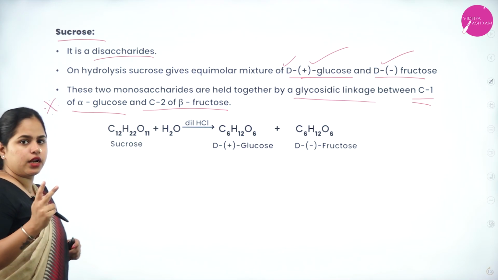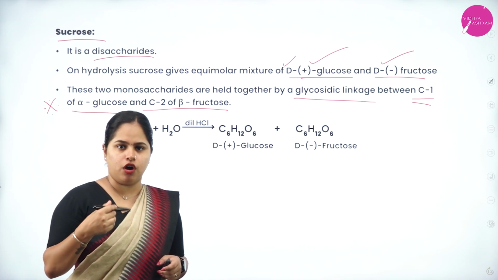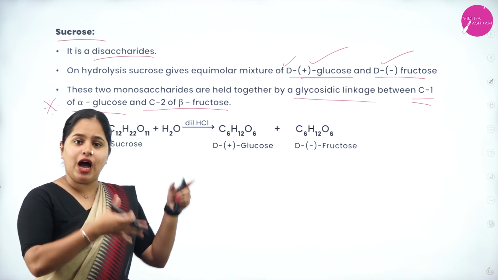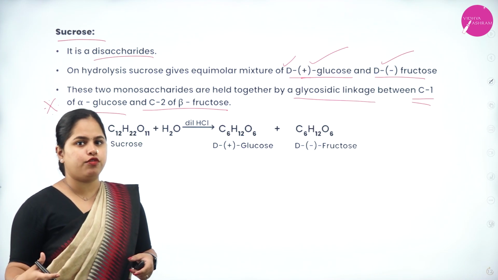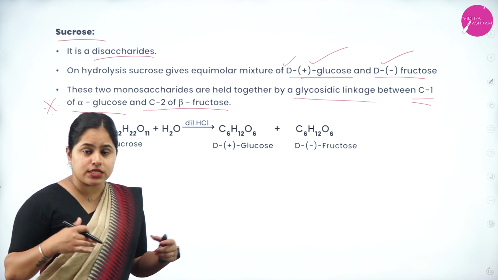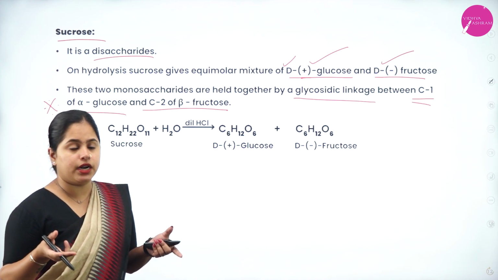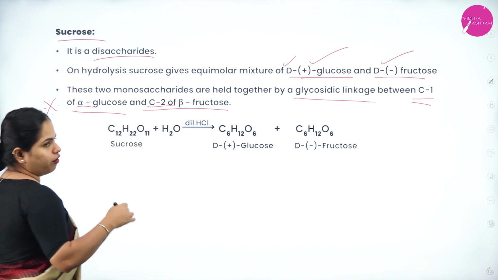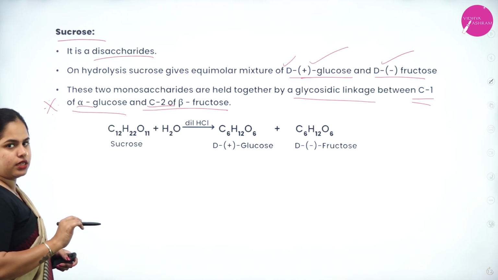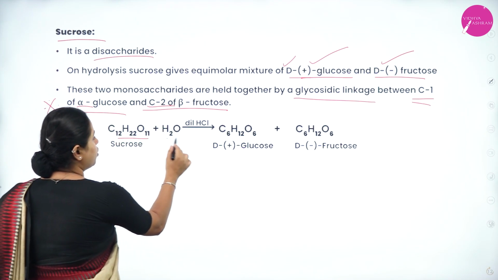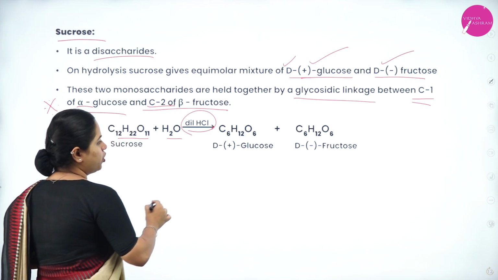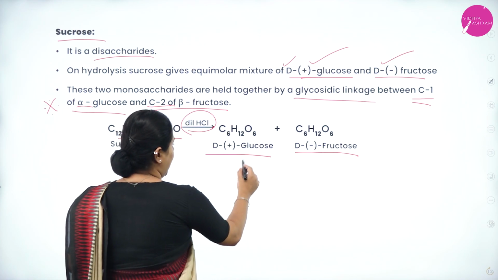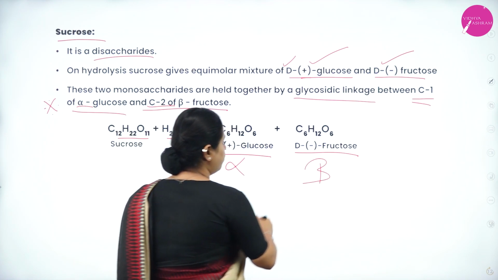So two monosaccharide units will be formed on hydrolysis of the sucrose, that is glucose and fructose. So the alpha form of glucose and the beta form of fructose. So the glycosidic linkage will be between which carbon atoms? That is the C1 carbon atom of alpha glucose and C2 of beta fructose. So we are going to see the structure here. Sucrose on hydrolysis in presence of acid, what are you going to get? D plus glucose and D minus fructose. So it is the alpha form of glucose and beta form of fructose.